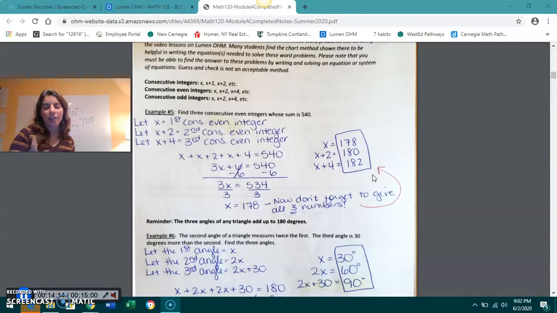To check this, you want to check, do I have 3 consecutive even integers, not decimals, and do they add up to 540? If you end up with a decimal here, it means you did something wrong over here and you divided by the wrong number.